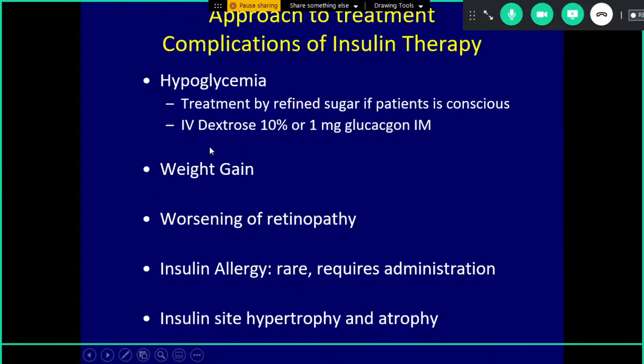The second thing is they cause weight gain. The third thing is that early in the course of treatment with insulin, you can find a worsening of retinopathy. This was noticed in early studies, but obviously as you maintain good control, this goes away. Insulin allergy is rare, especially today when you have recombinant human insulin, which are monocomponents, and insulin site hypertrophy can happen if you keep injecting into the same site. There is what's called a lipohypertrophy because the fat starts accumulating.